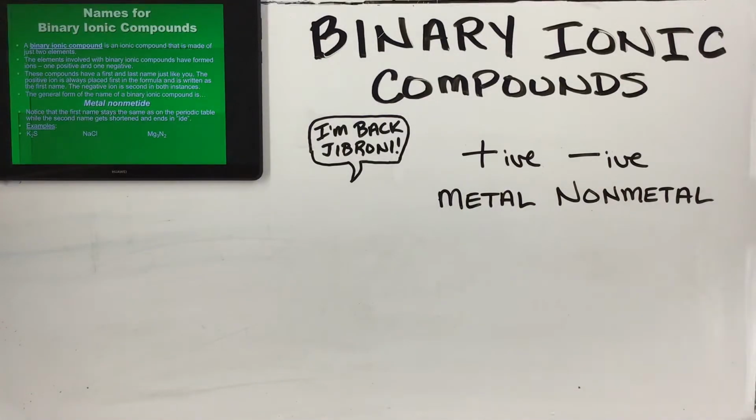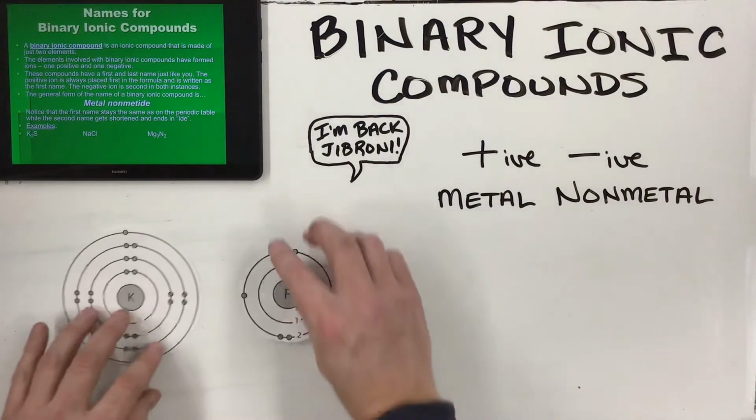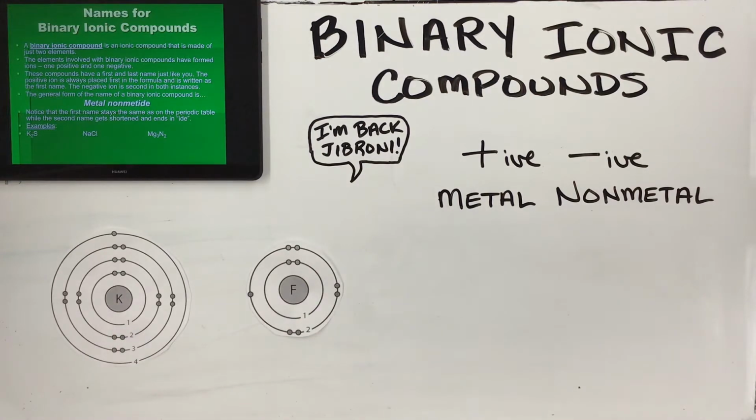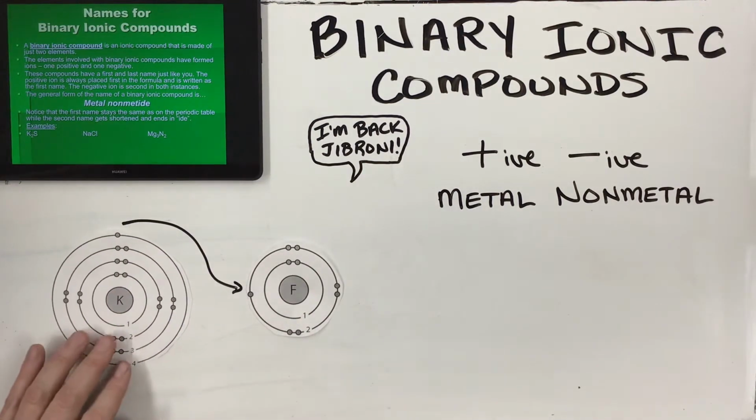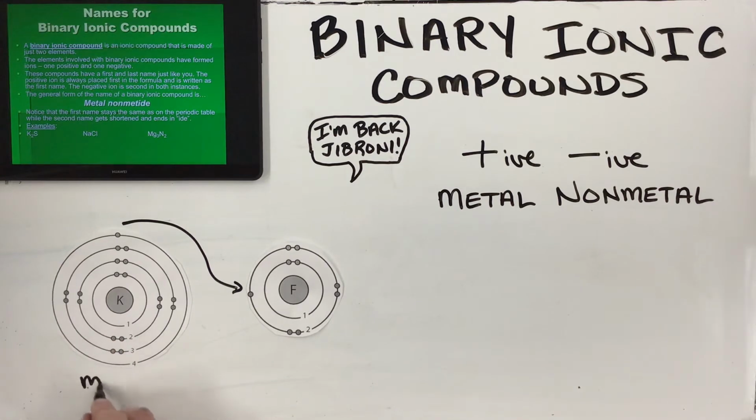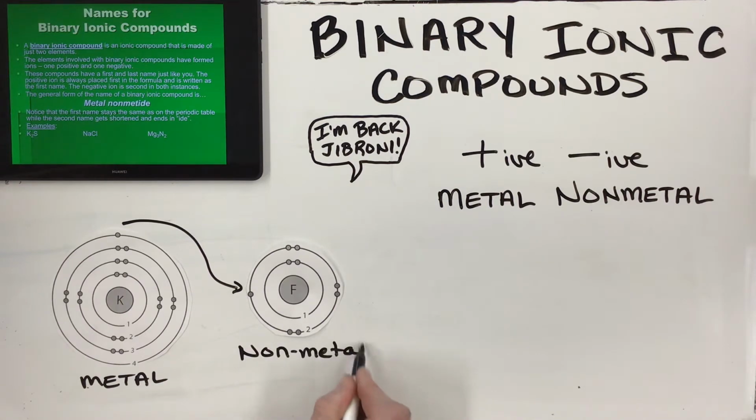All right, so here's potassium, here's fluorine, and we know what's gonna happen. This electron's gonna go over to here. Fluorine's the bigger bully, right? Potassium is our metal, and fluorine is our nonmetal. The metal is going to form the positive ion. The nonmetal is going to gain that electron and form our negative ion. You've seen this before in the bonding slideshow.